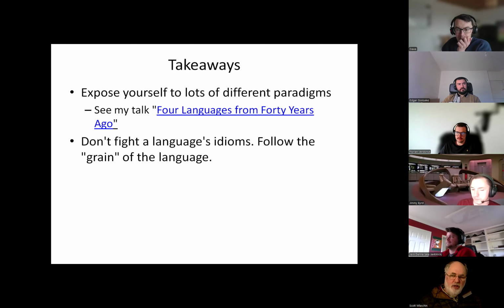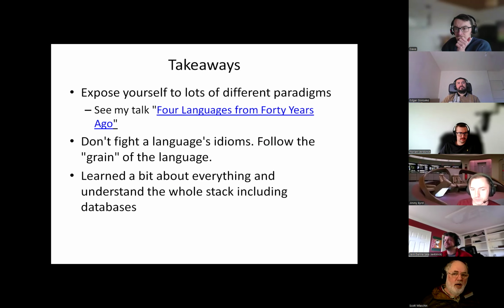So when I came to F sharp, I deliberately said I need to forget everything I know about OO and Smalltalk and all this stuff, and come at it on its own terms. And that was good. I think that helped me learn F sharp better. It was still very hard though. And also I learned a little about everything.